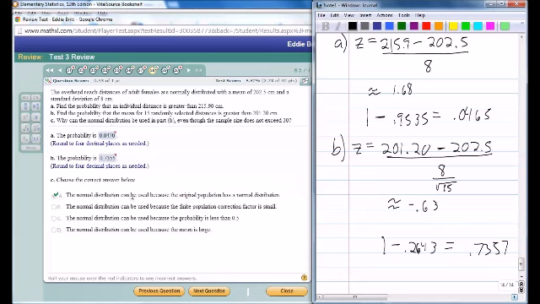Now, remember, the normal distribution can be used. Why? I briefly mentioned it earlier. Either your original set of data is normally distributed, or n is greater than or equal to 30. Well, n is equal to 15 here, but since our original set of data is normally distributed, we can use our normal distribution.